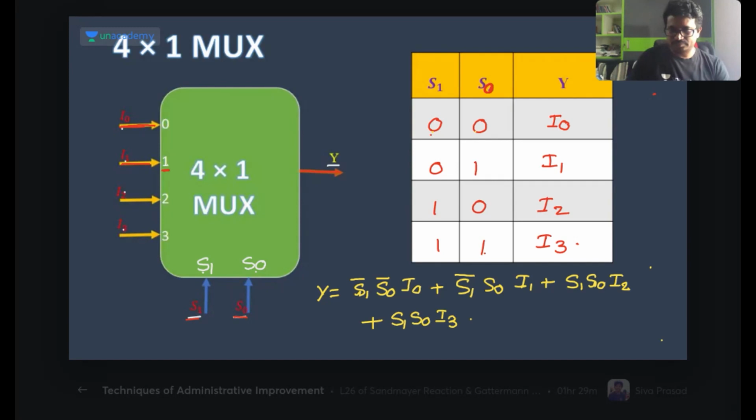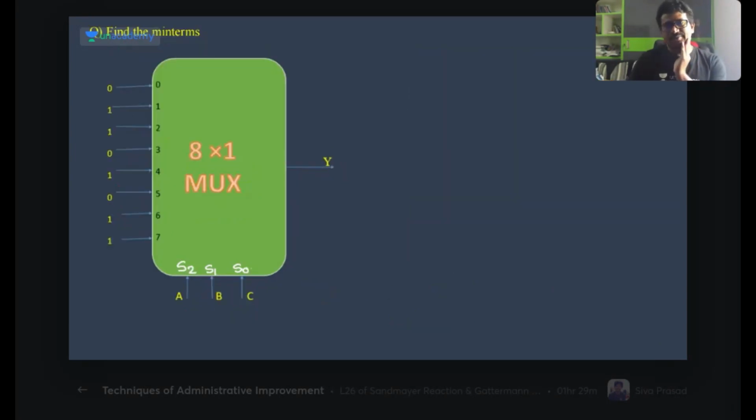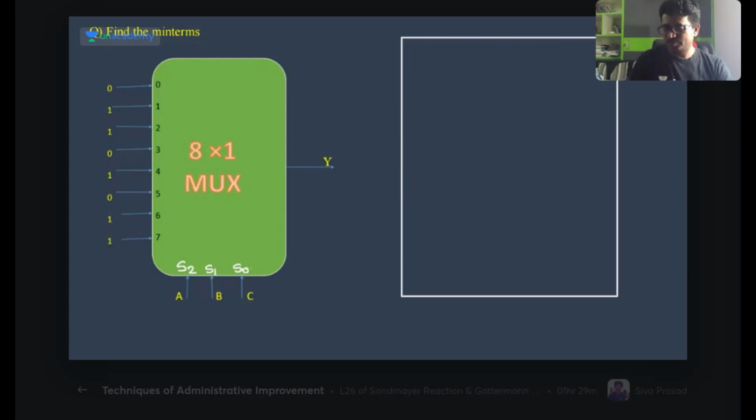Done? In the same manner we can do this for 8 by 1 muxes also, 8 by 1 muxes, 16 by 1 muxes. So to understand this, let us solve some basic problems here. Take down these problems. Now you tell me.